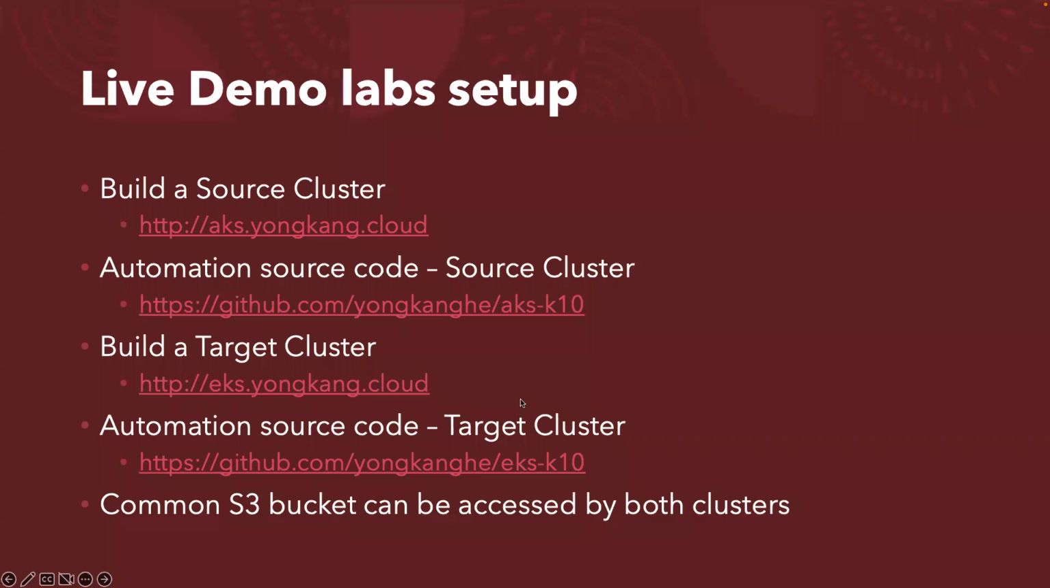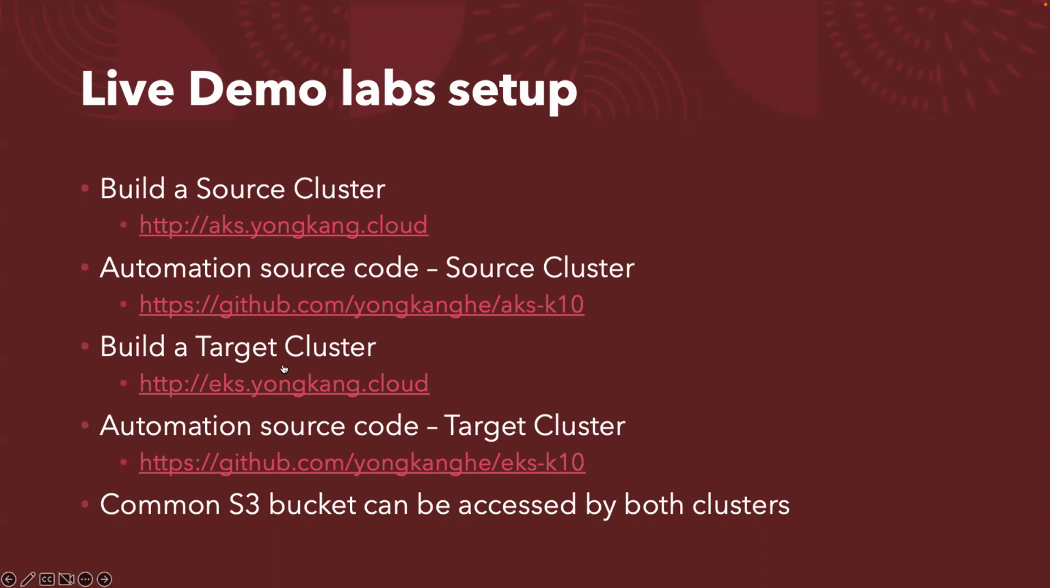So I'm going to give you guys a live demo to show you how we can quickly migrate the containers from Azure AKS to Amazon EKS. First of all, I need to build a source cluster. If you don't have an AKS cluster, you can follow the link here. It's a YouTube video to show you how you can spin up an AKS cluster in a few minutes with just one command. And the automation code is here on the GitHub page.